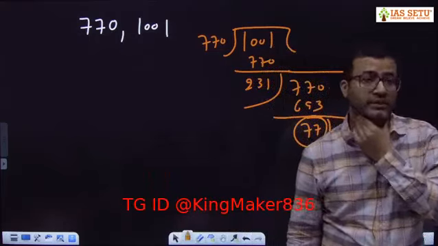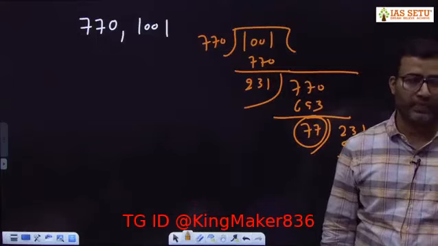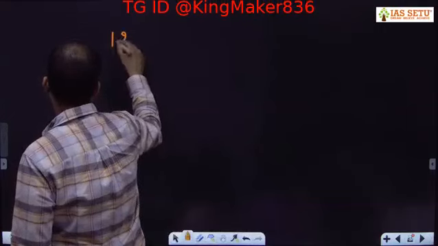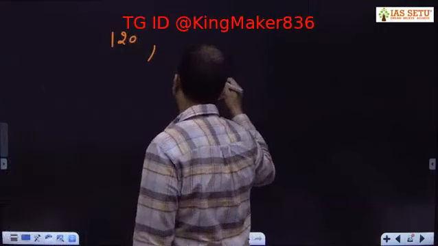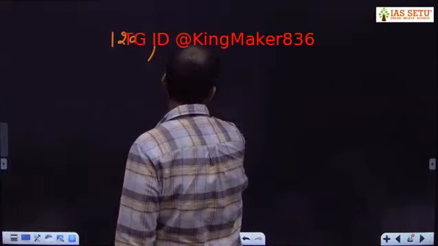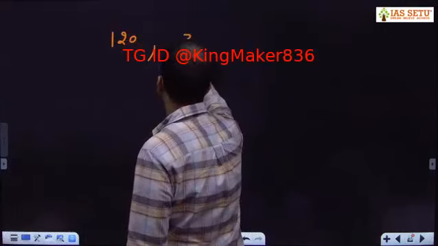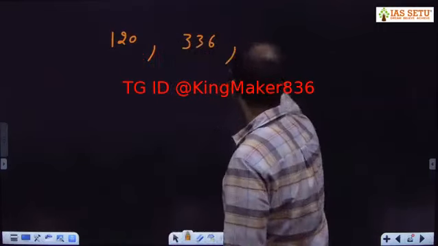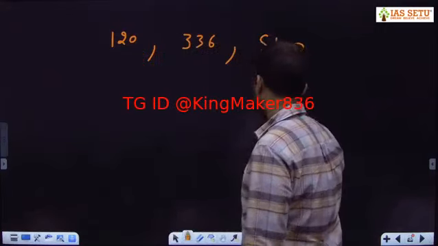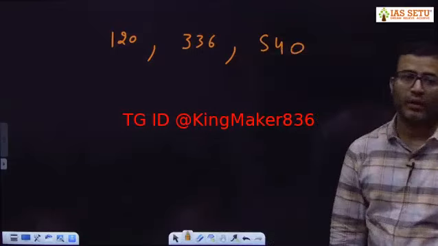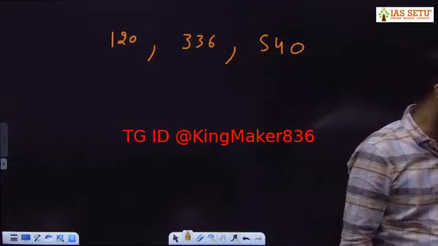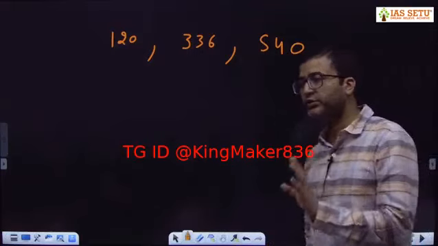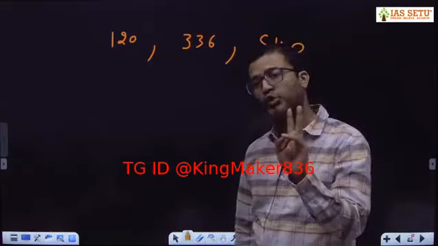Now the problem is if we have more than two numbers. Like for example, 120, 336, 540. You can't check three numbers at a time. This division method has a limitation. You can't take three numbers at a time. You have to take two numbers at a time.